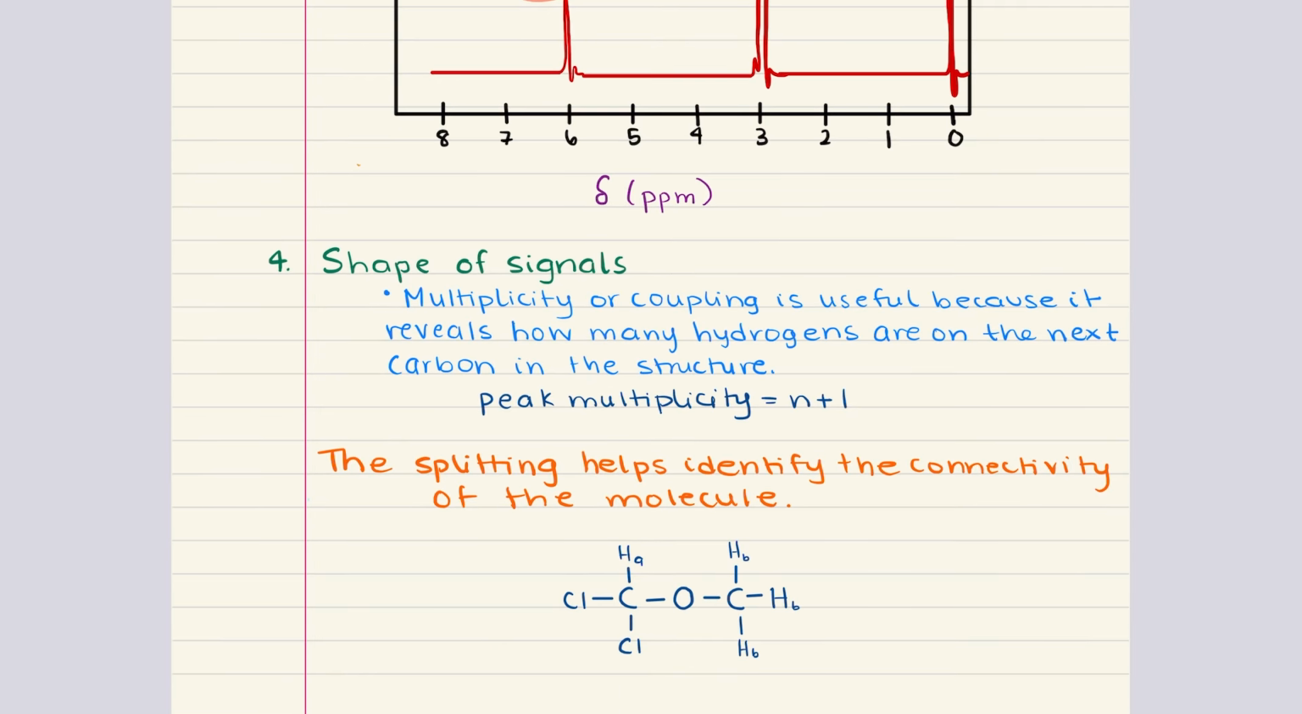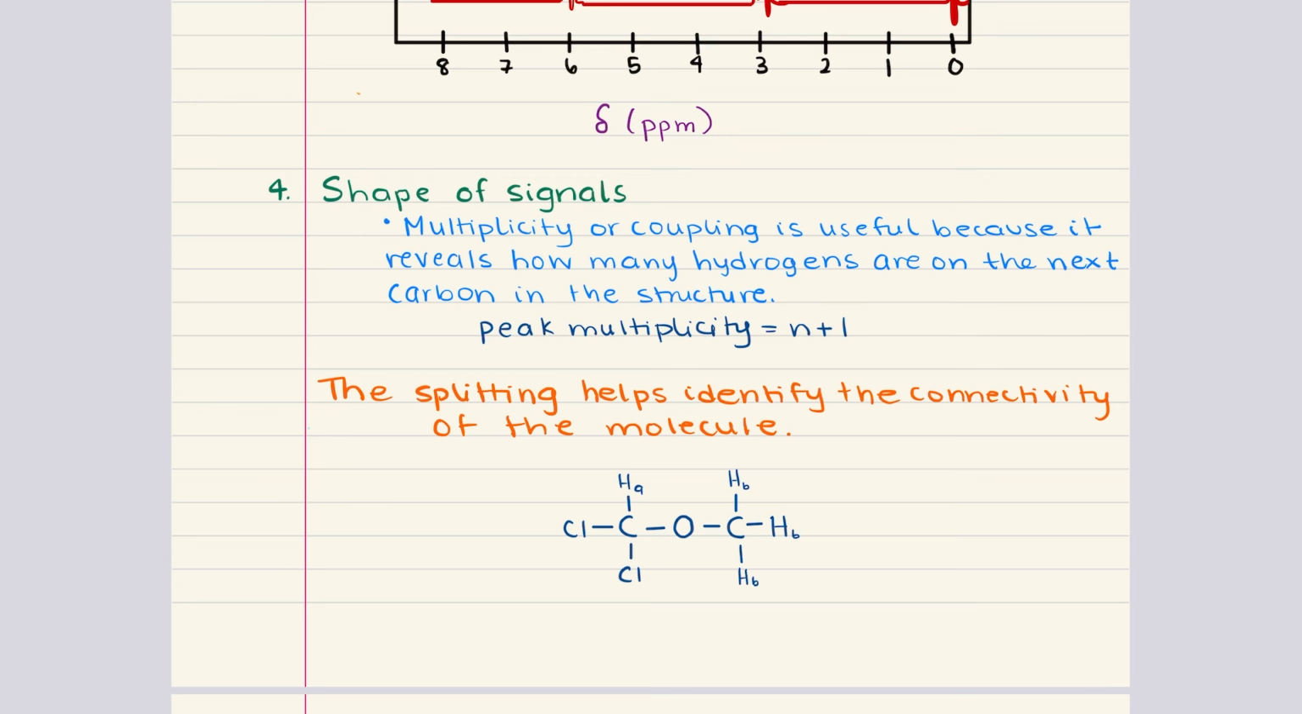Last, the shape of the signals helps us determine how many neighboring protons are nearby. When we look at the shape of the signal, we're specifically looking at whether the signal appears as a singlet, a doublet, a triplet, or more. And this feature is called splitting or multiplicity. And it happens because of a phenomenon called coupling.